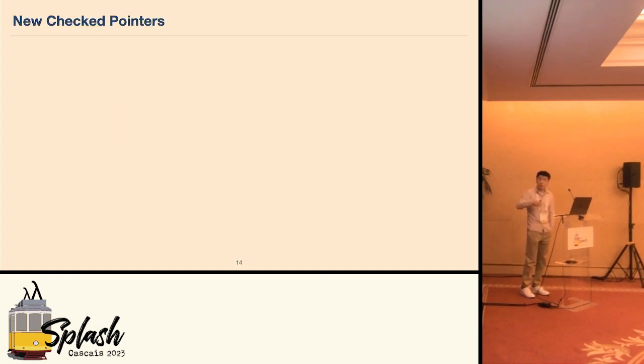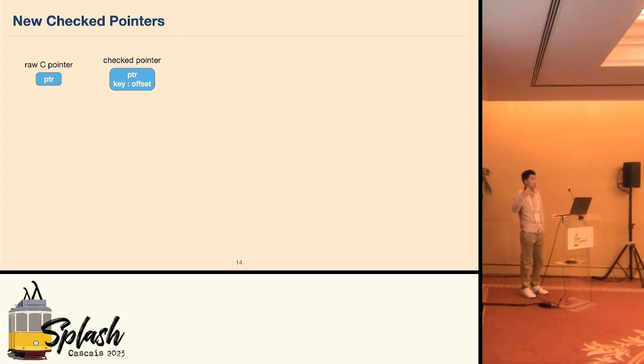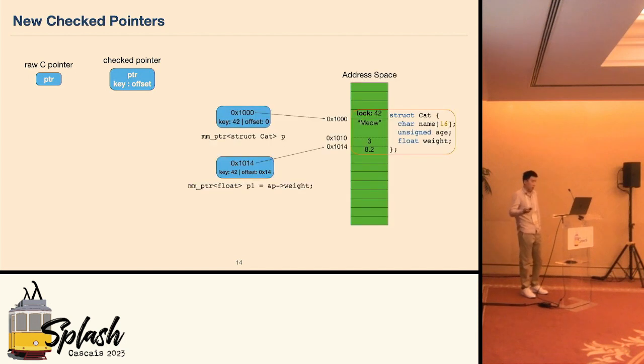So let's take a look at the pointers. In C, a raw C pointer is usually implemented as a single word integer. And our checked pointer has two metadata: a key, as mentioned earlier, and an offset, which is used to compute the location of the lock. So let's look at an example. Here we have two pointers. One points to the first element of a struct, and the other points to the last element of the struct. And the lock is stored right above the memory object. And the key is together with the raw pointer.